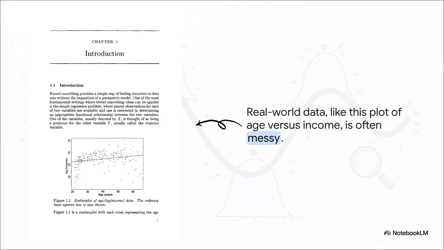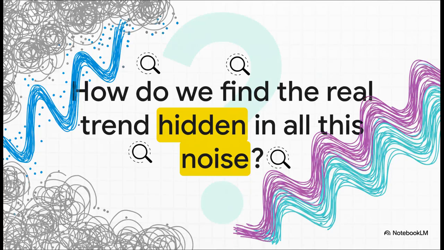All right, so let's just jump right in. Take a look at this plot. It's showing age versus income. When you first see a cloud of data points like this, the real story, it's not obvious at all, right? It's just a messy scatter of dots. So that's the big question, isn't it? How do we find the actual trend that's buried in all of that mess?